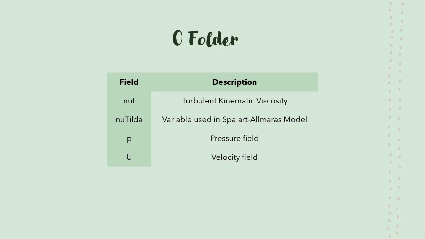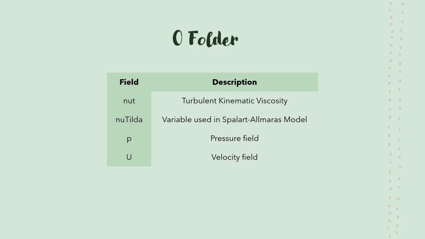For the current case, the files that we have are nu t, nu tilde, p and U. Nu t is your turbulent kinematic viscosity. This is the holy grail of what we are trying to solve for when we look at turbulence problems. Next we have nu tilde. This is an inherent variable useful in calculations when using the Spalart-Allmaras model. We'll talk about that in just a bit. We also have the pressure field as well as the velocity field.